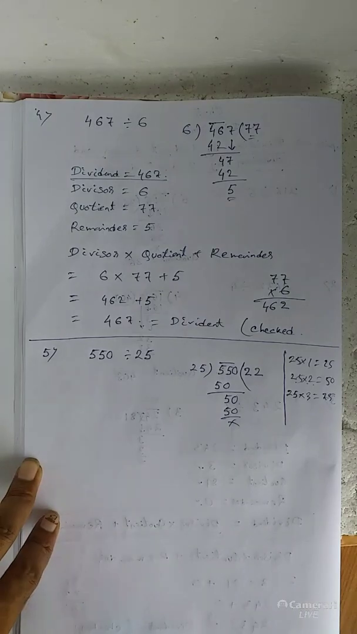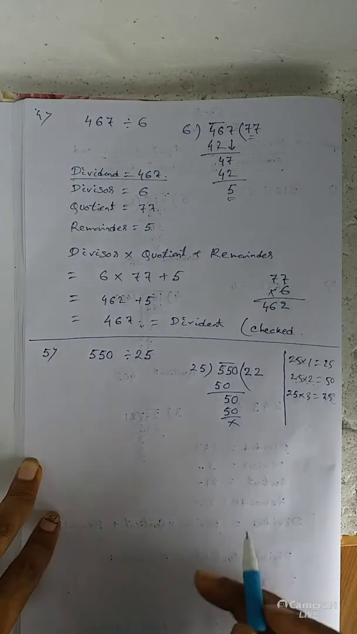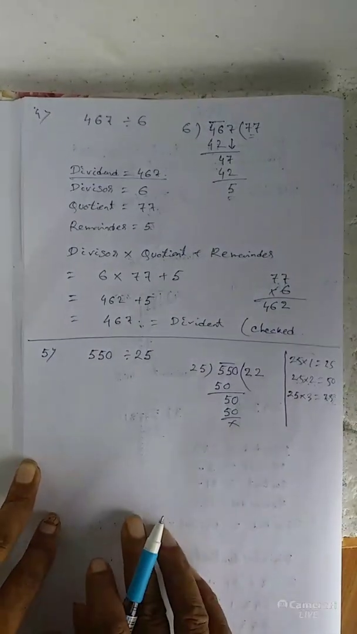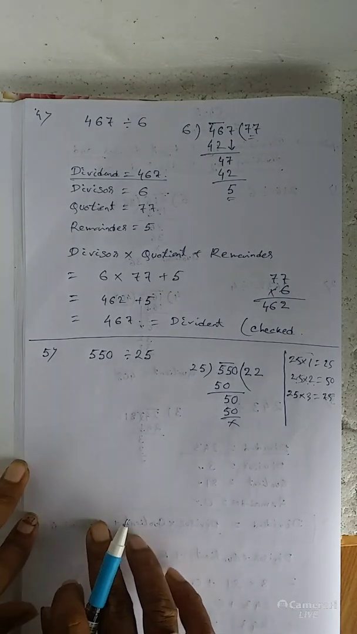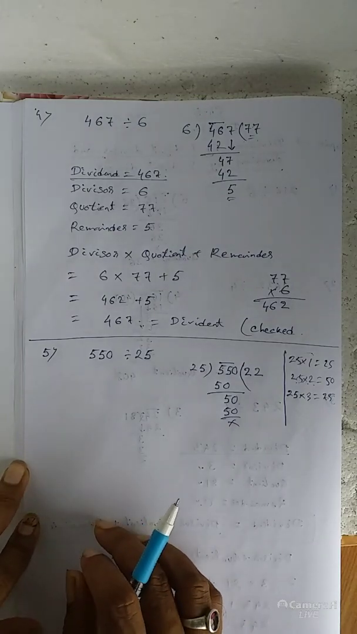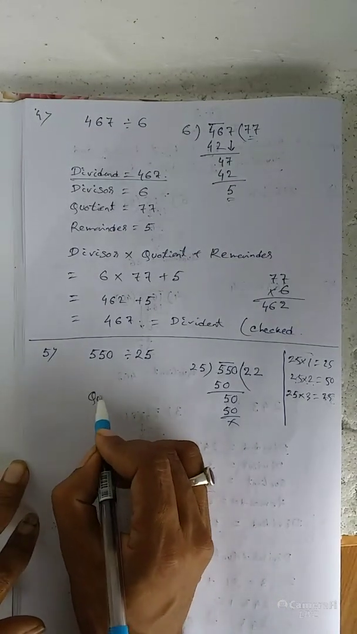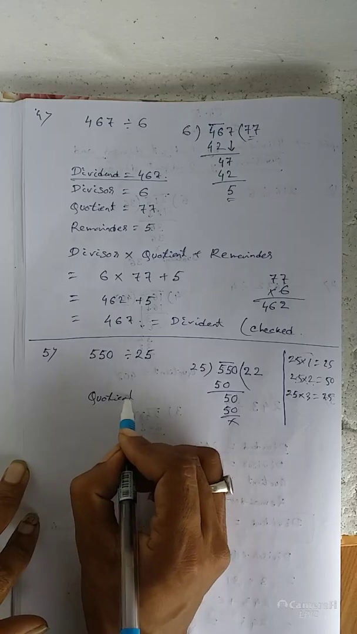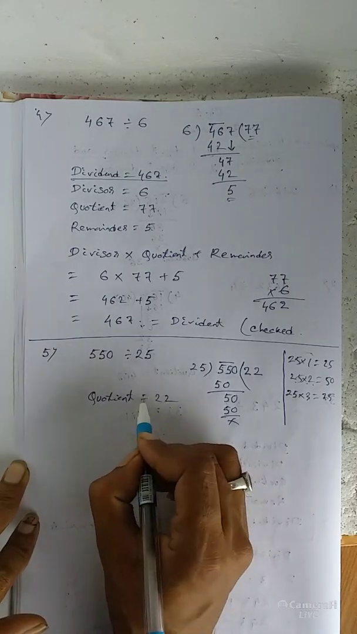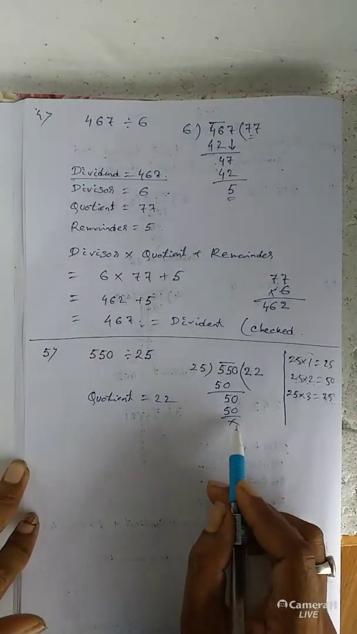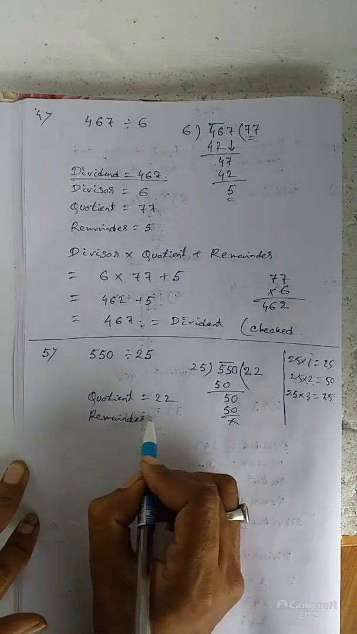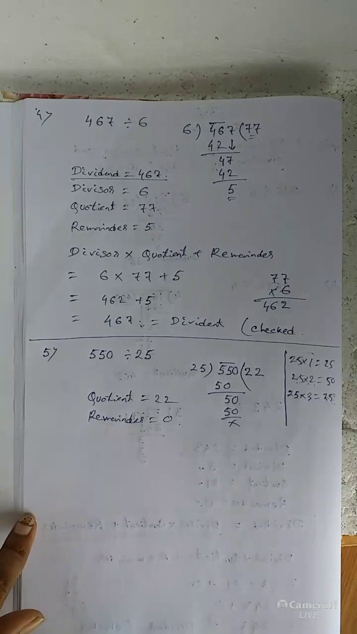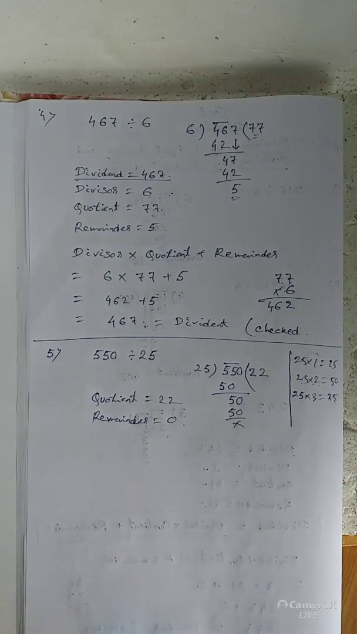So for a 2-digit divisor we will prepare the table at the side so that we can extract the result that we want. So here we get the quotient 22, and what will be the remainder in this case? Nothing remains, that is, the remainder is 0.